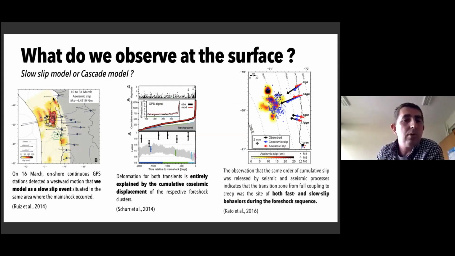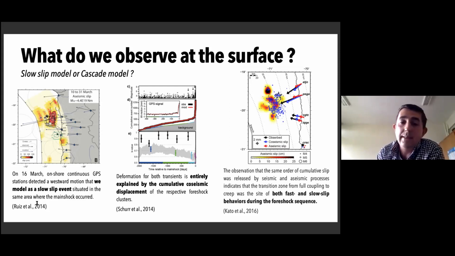For example, a group at ENS led by Sergio Ruiz looked at the GPS data and started to model that nucleation phase. The way they interpret their model is that it's basically a slow slip event. So there was aseismic slip on the fault plane, some foreshocks were triggered, but most of the slip that was happening is aseismic. So we are in the case of the slow slip model.